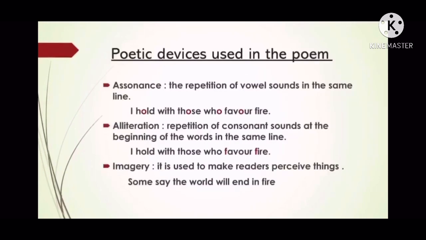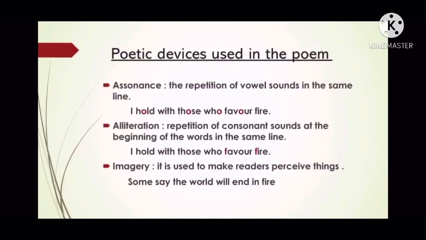Now I will explain the poetic devices used in the poem. First poetic device is assonance, the repetition of vowel sounds in the same line. I hold with those who favor fire. Here is the repetition of O. That means it is an assonance poetic device. Same in the first line, some say the world will end in fire. Here, I is also repeating, will end in fire. Here is the repetition of I.